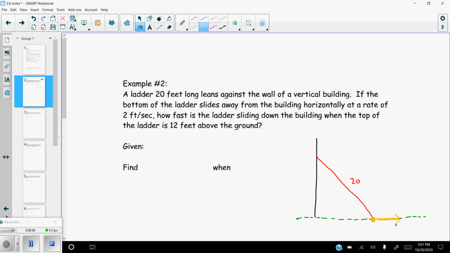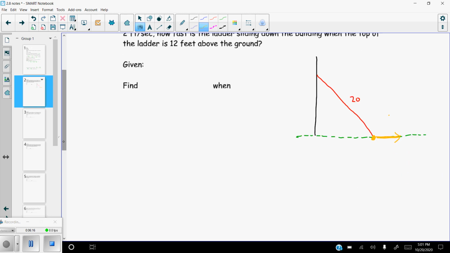at a rate of 2 feet per second. So it's moving to the right at 2 feet per second.